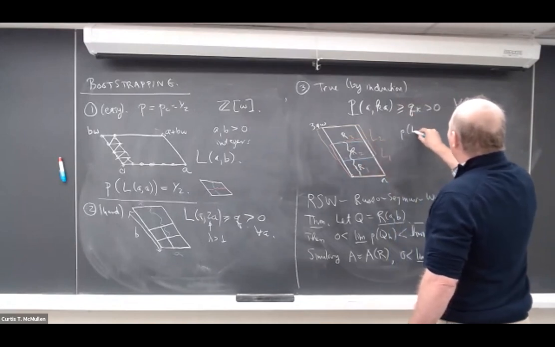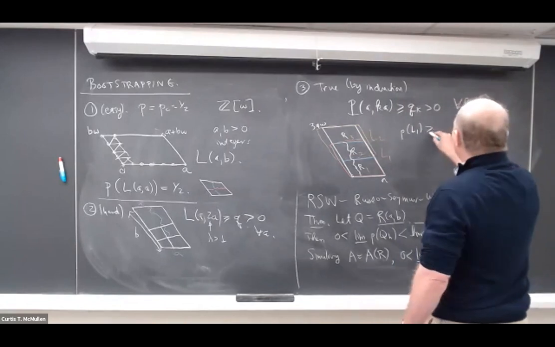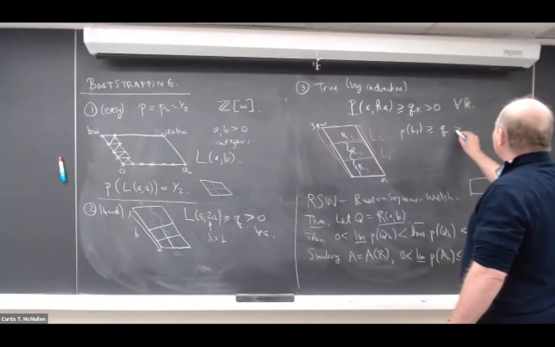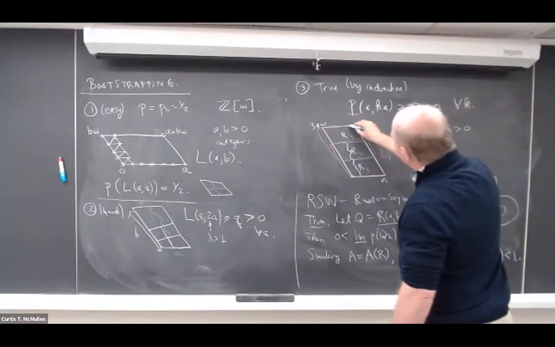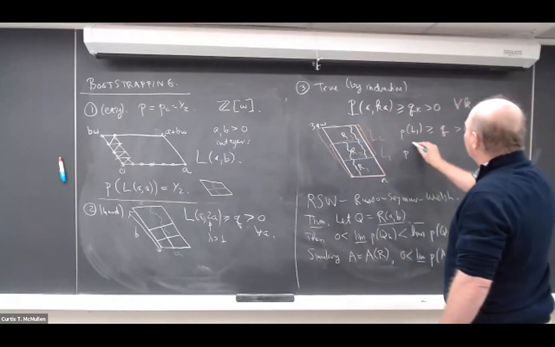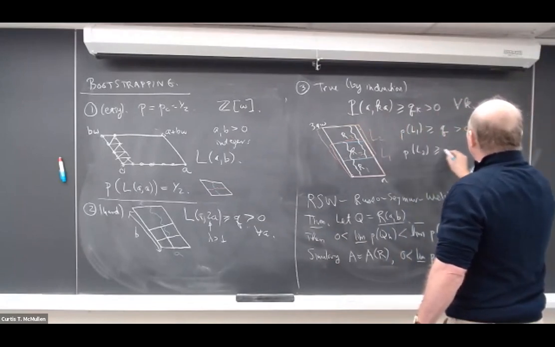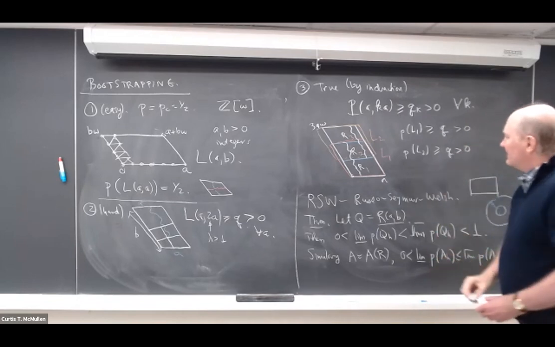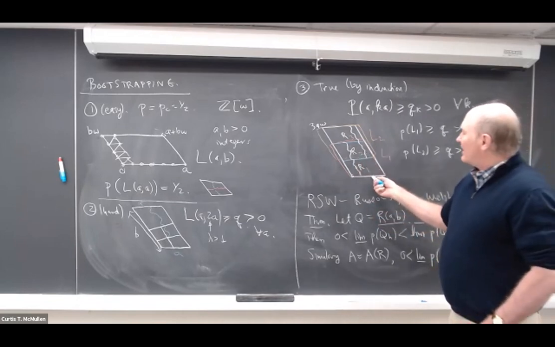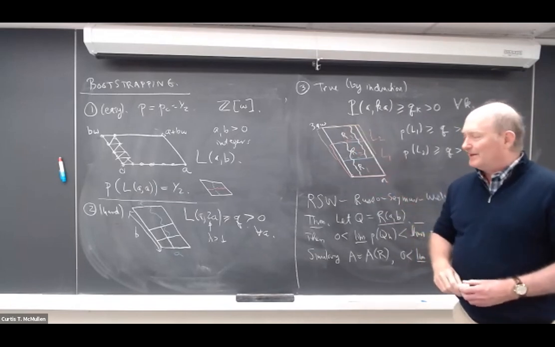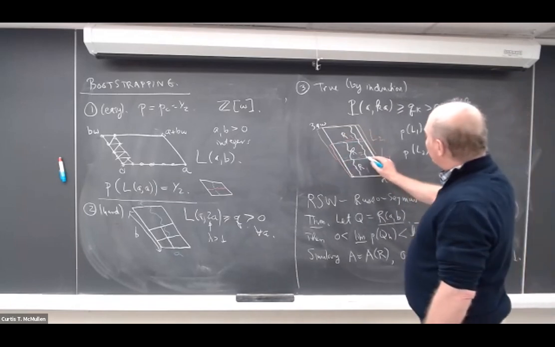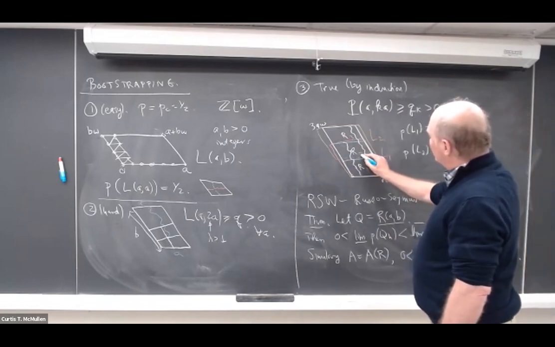So P of L1 is greater than or equal to some constant Q. That's this theorem here. And there's a definite probability that there's a crossing of L2. L2 is isomorphic to L1. But look, these crossings might not link up. They don't give us a crossing from the bottom to the top. What should we do? Well, let's look at this intermediate rhombus R2.